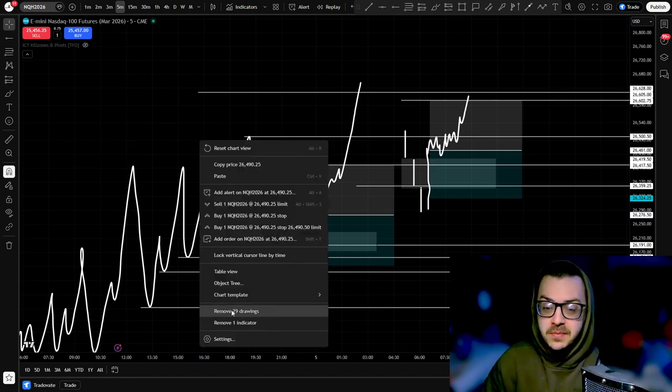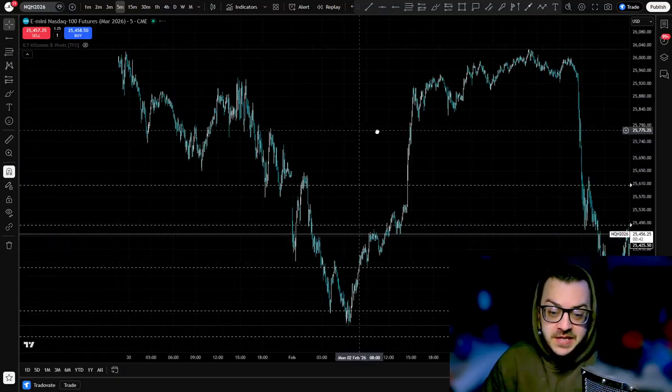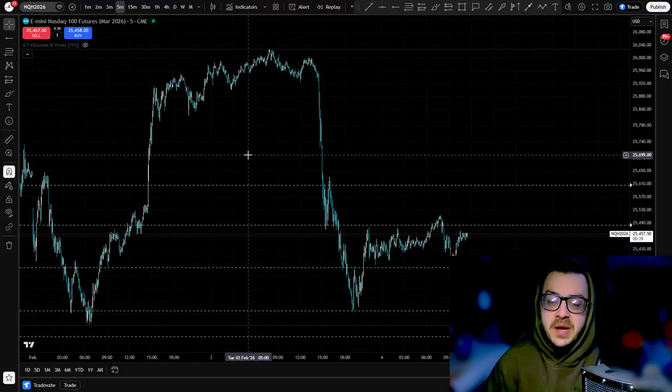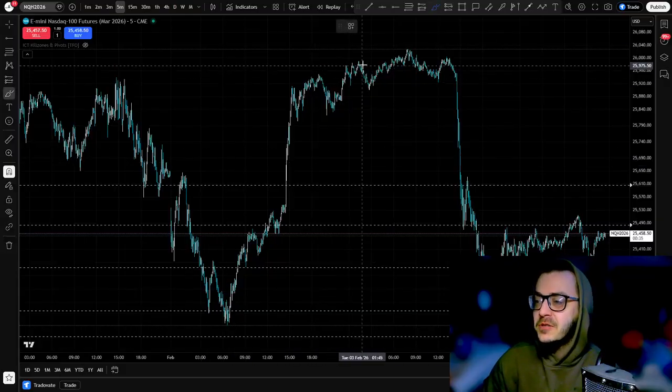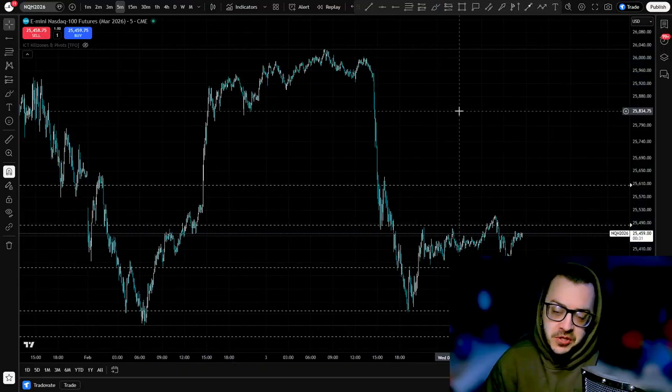So I'm going to show you some examples now of trades that I've taken recently. I've taken no trades this week so far because, as you can see, we've had some pretty spicy price action. We had a 1,000-point pump pretty much on Monday and then a 1,000-point dump on Tuesday.